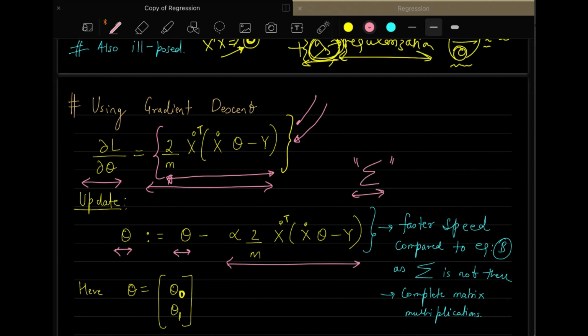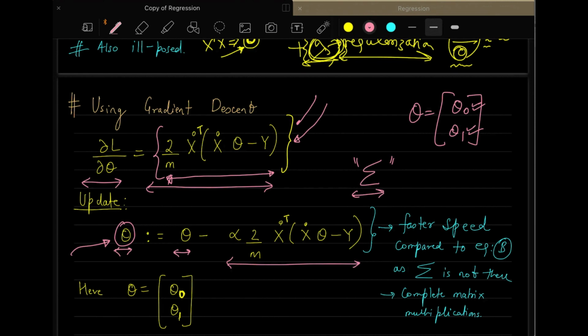There is no summation here, and everything is matrix multiplication. Also note that this theta is a matrix which is theta 0 and theta 1. So both the updates, you are doing in a matrix format, and everything is fast and speedy.